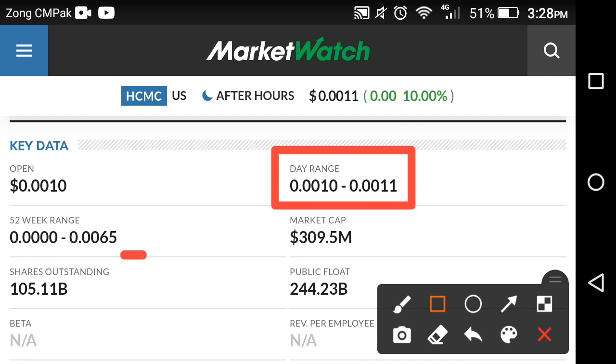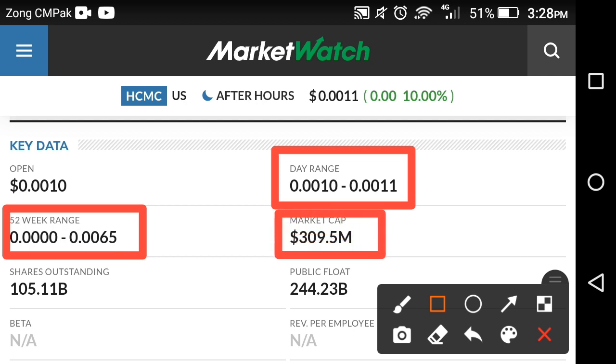Now if we look at the 52-week change in HCMC, it changes from 0.000 to 0.0065 in the 52-week range. Now if we look at the market cap of the HCMC, the market cap is 309.5 million dollars, absolutely very high.